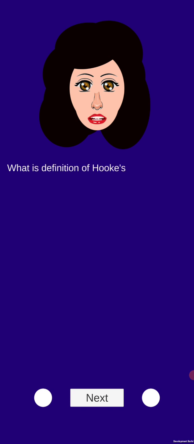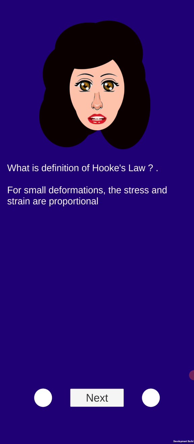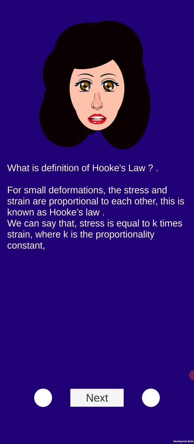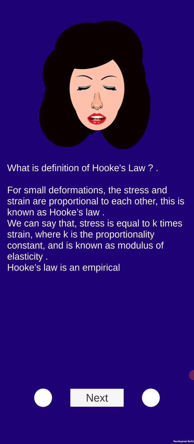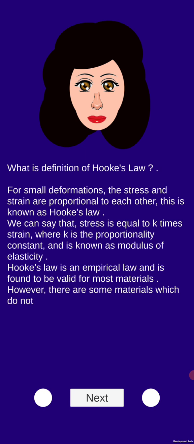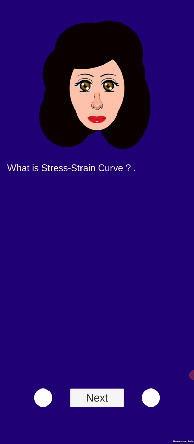What is the definition of Hooke's law? For small deformations, the stress and strain are proportional to each other. This is known as Hooke's law. We can say that stress is equal to K times strain, where K is the proportionality constant, known as the modulus of elasticity. Hooke's law is an empirical law and is found to be valid for most materials. However, there are some materials which do not exhibit this linear relationship. Example: elastomers.